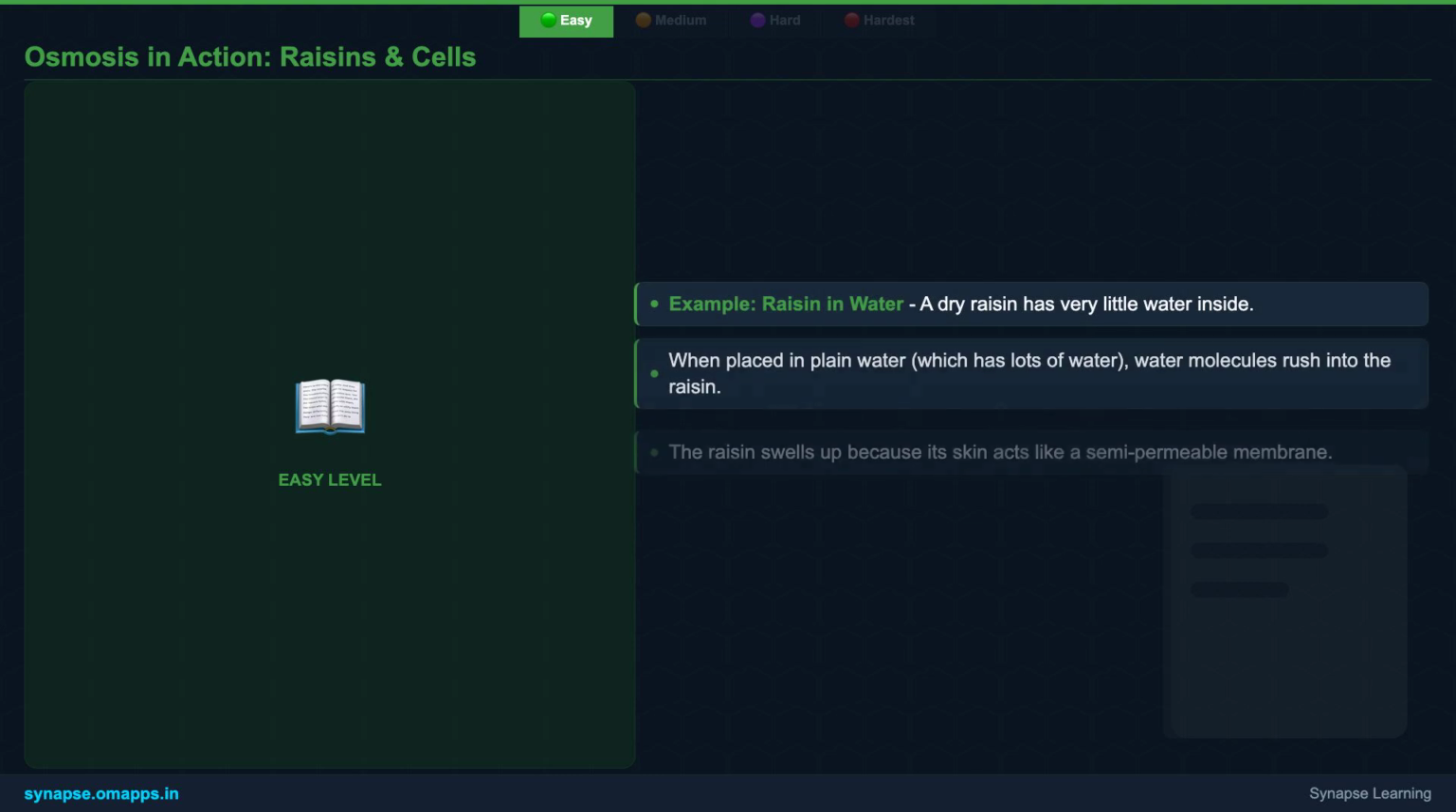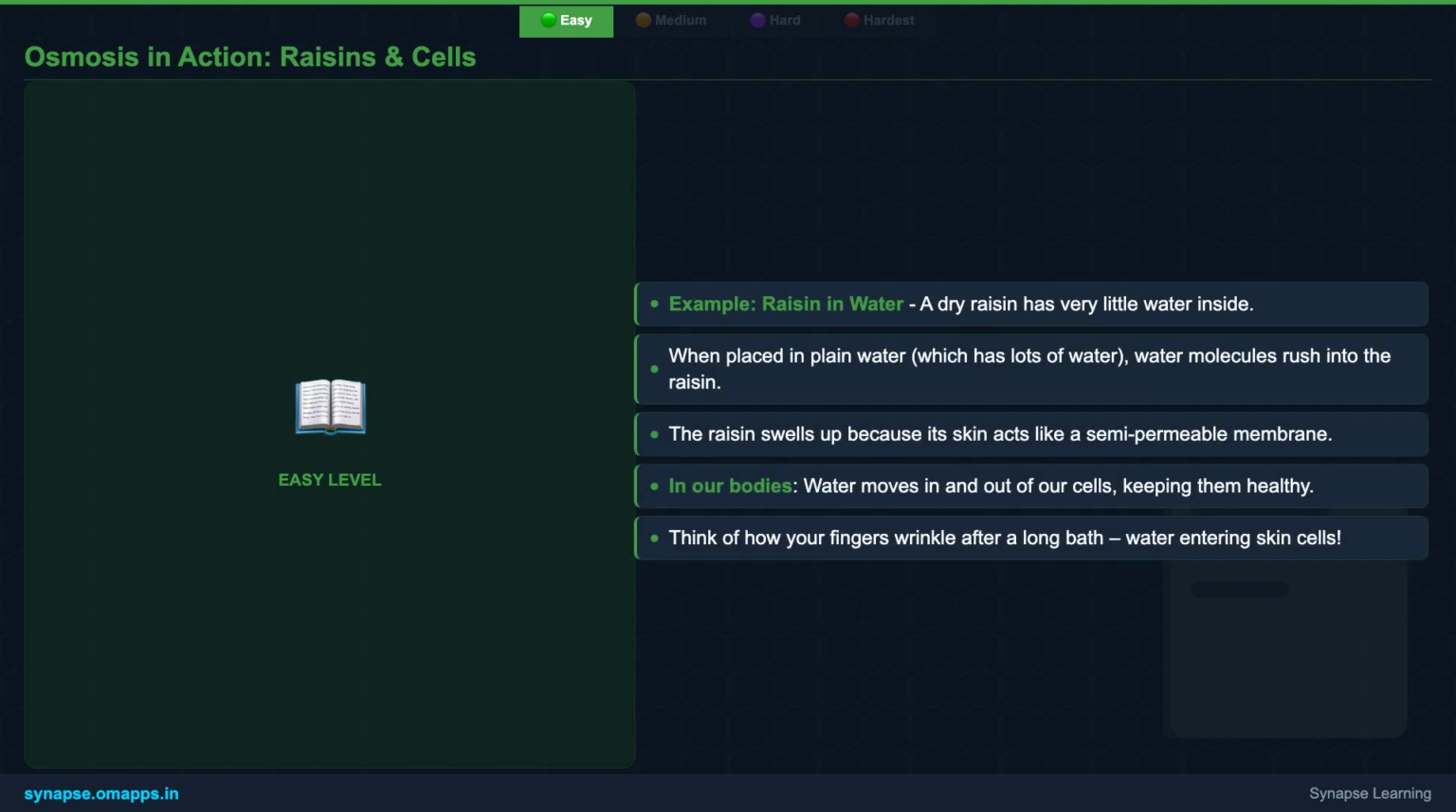Let's bring osmosis to life with a common example: a dry raisin. When you put a shriveled raisin into a bowl of plain water, what happens? The raisin swells up and becomes plump. This is osmosis at work. Inside the raisin, there's very little water but lots of sugar. Outside, in the plain water, there's a high concentration of water. The raisin's skin acts as a semi-permeable membrane. So, water molecules from the bowl rush into the raisin to balance the water concentration, causing it to swell.